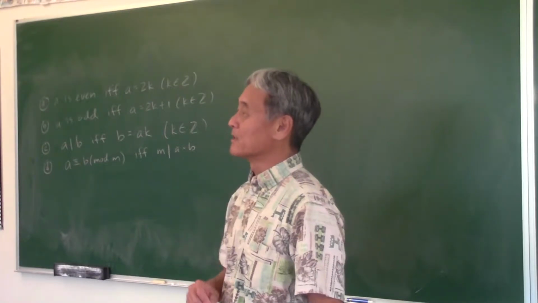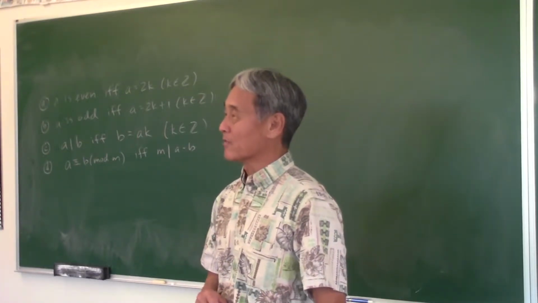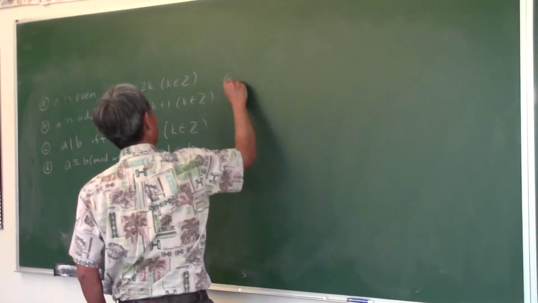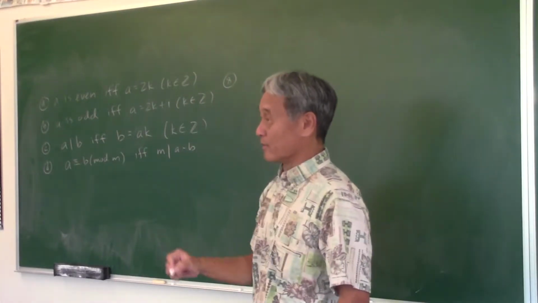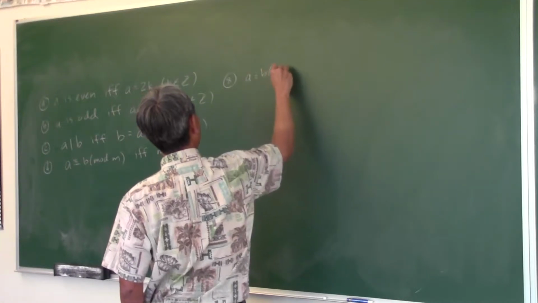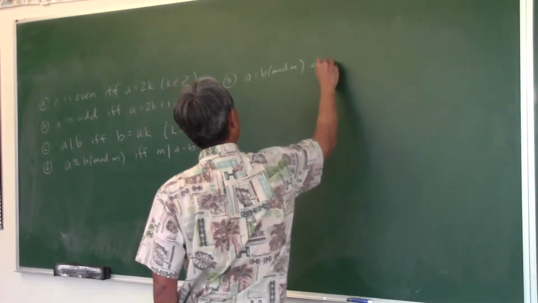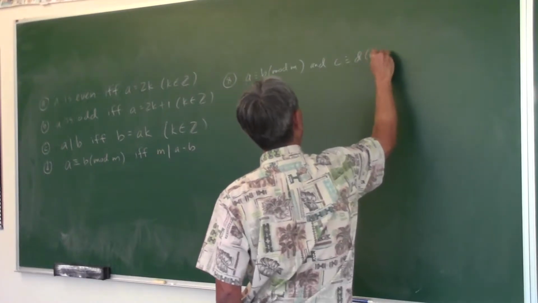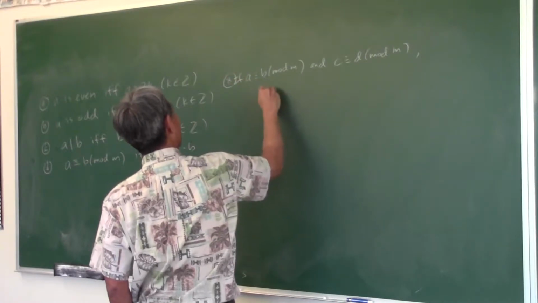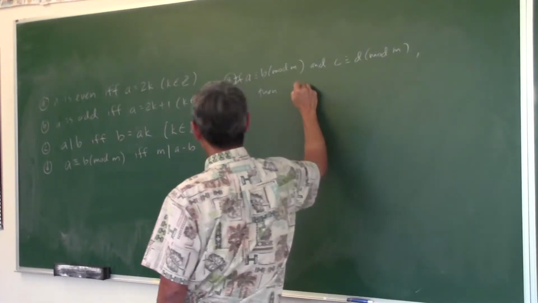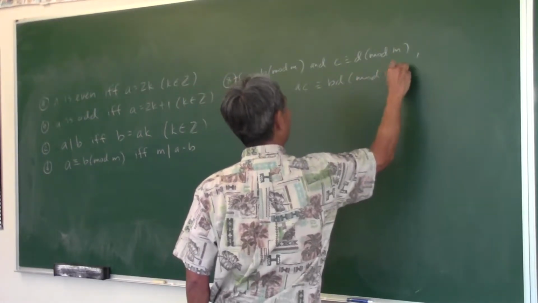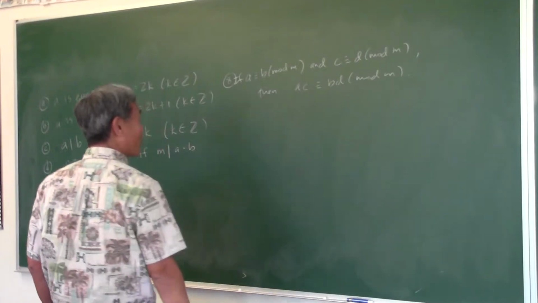You know what I'm going to do? I'm just going to derive one of them, and then you can do the rest for homework. I'm going to do number 8, which is the hardest one. And then we're going to use that to solve some problems, which will be on the test. So if A is congruent to B modulo M, and if C is congruent to D modulo M, then A times C will be congruent to B times D modulo M. This is number 8 in the homework.